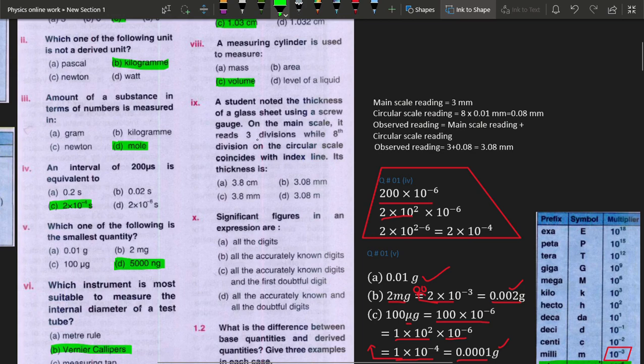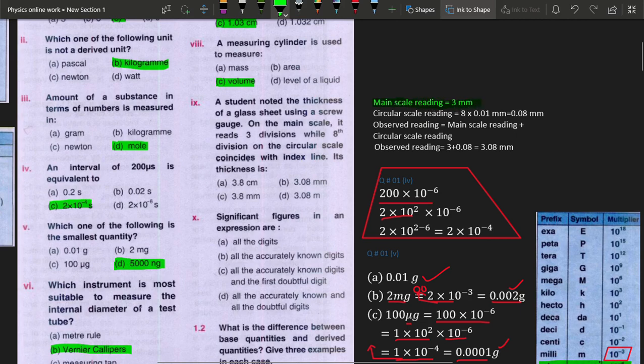On the main scale, it reads 3 divisions. This is the main scale reading, because each division on the main scale of the screw gauge is 1 millimeter. So 3 divisions means 3 millimeter. So the main scale reading is 3 millimeter.